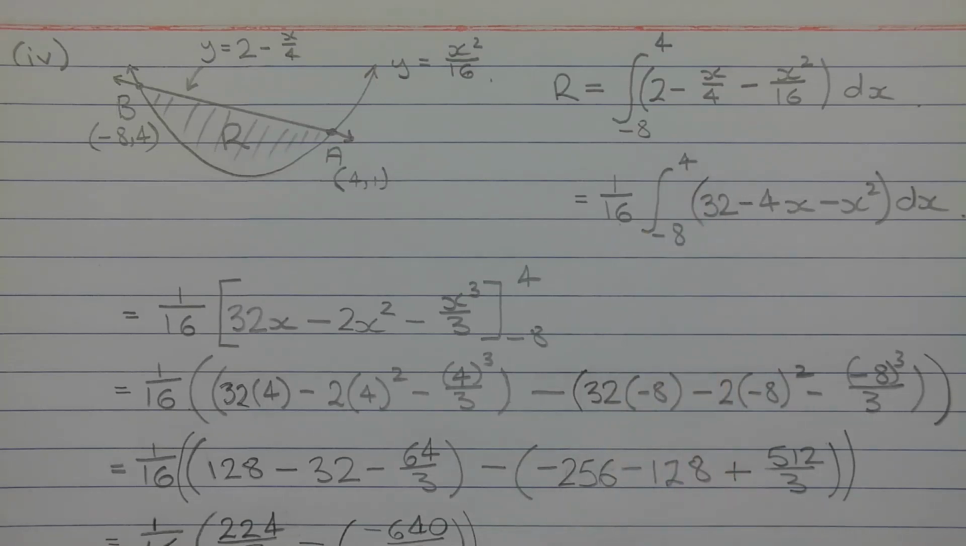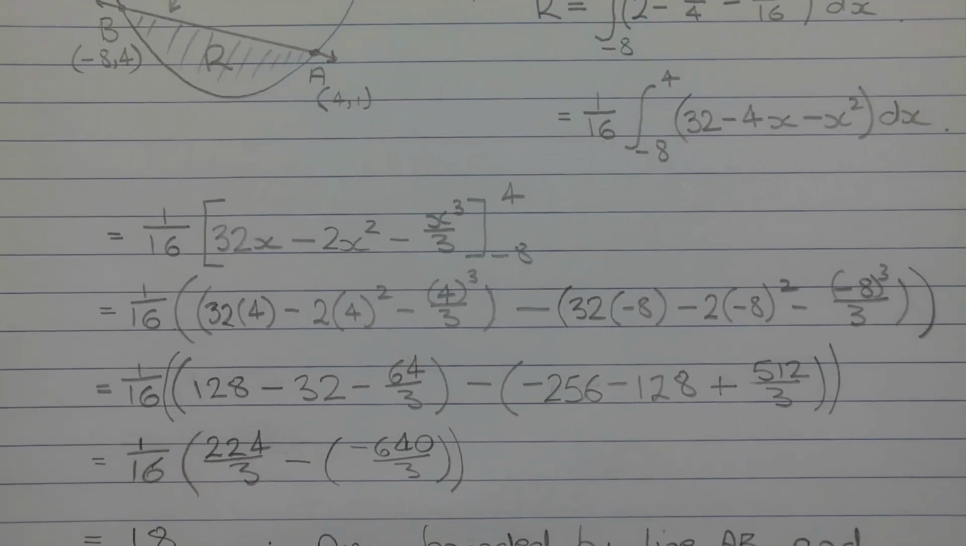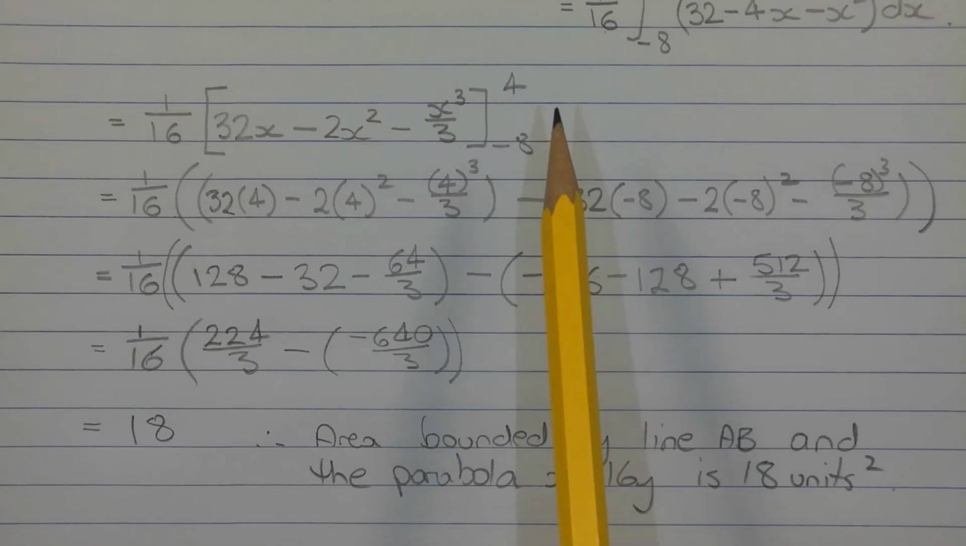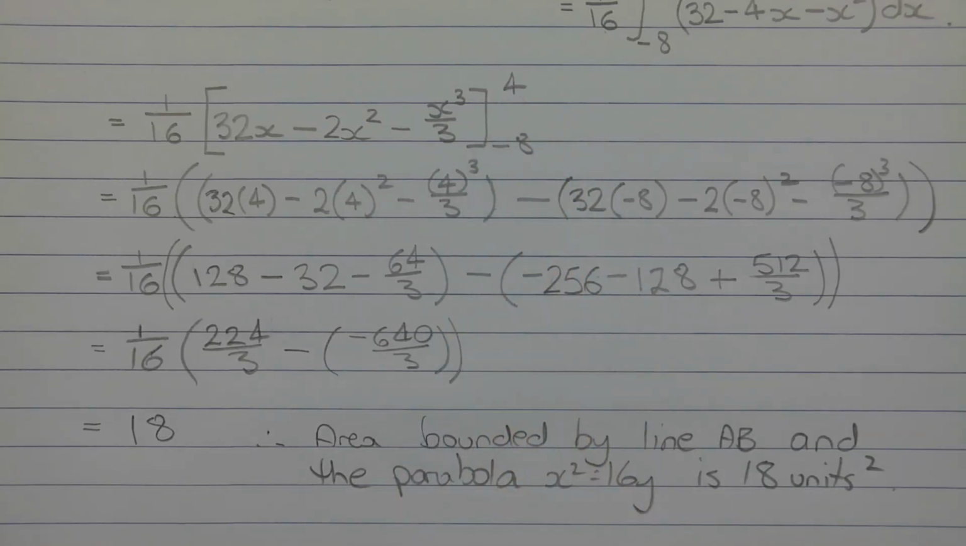Performing the integration, we get 1 over 16 times 32x minus 2x squared minus x cubed over 3 from x equals negative 8 to x equals 4. Now, I need to be careful here applying the limits of integration because it involves a negative limit. Notice that we also have three terms that we need to contend with here.